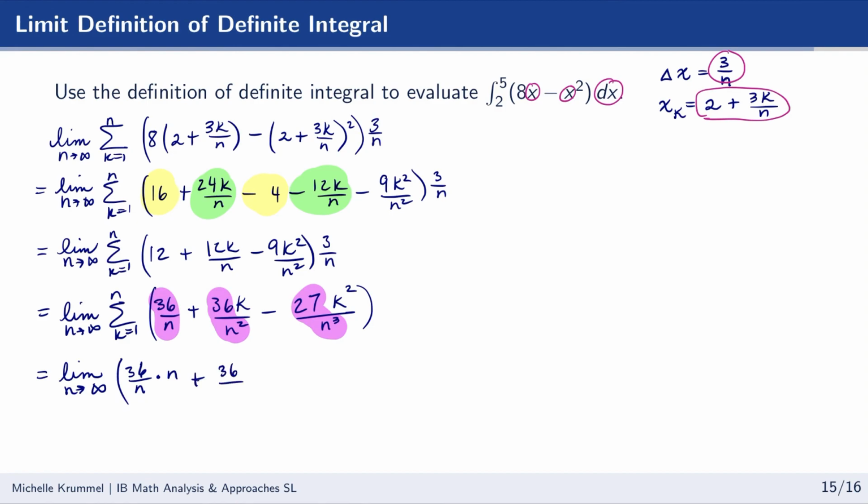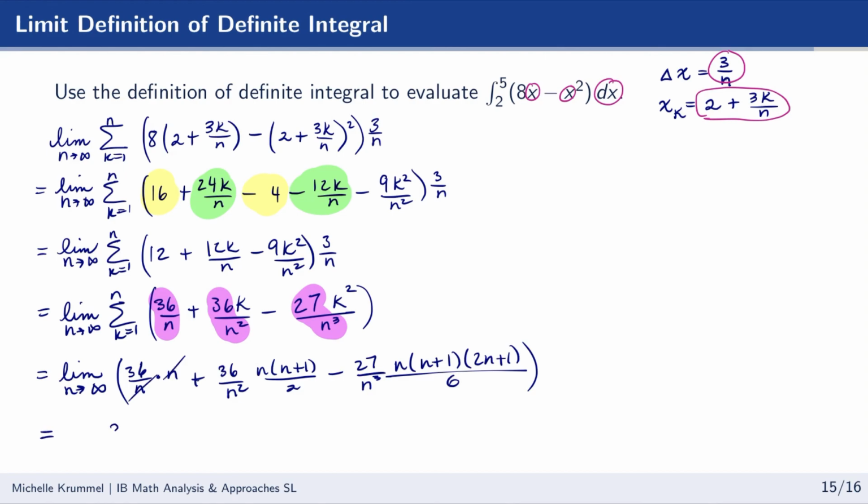Then 36 over n squared times the sum of k from k equals 1 to n, and that, look at the formula, n times n plus 1 over 2, minus 27 over n cubed times the formula for k squared, n times n plus 1 times 2n plus 1 over 6. And then we're ready to take the limit.